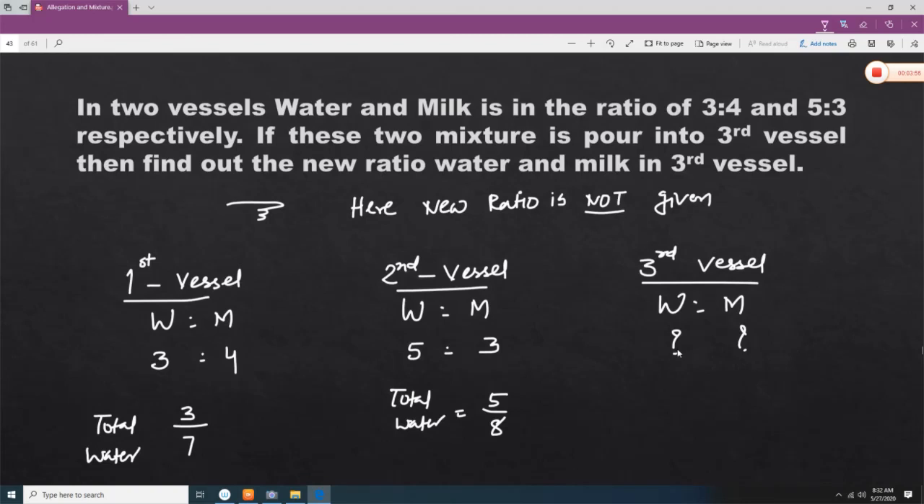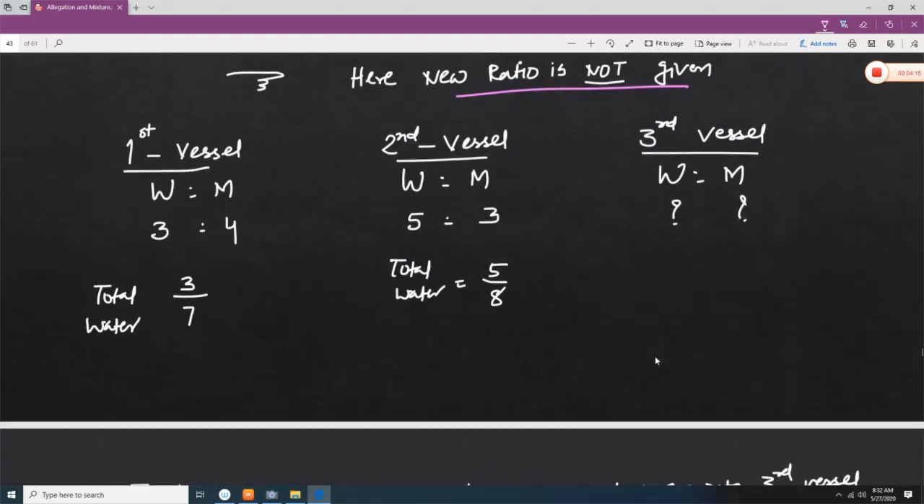In two vessels, water and milk are in the ratio of 3:4 and 5:3 respectively. If these two mixtures are poured into a third vessel, find the new ratio of water and milk in the third vessel. Here the new ratio is not given. In the first vessel, the water and milk is 3:4. In the second vessel, the water and milk is 5:3. In the third vessel, that is what we are going to find out.